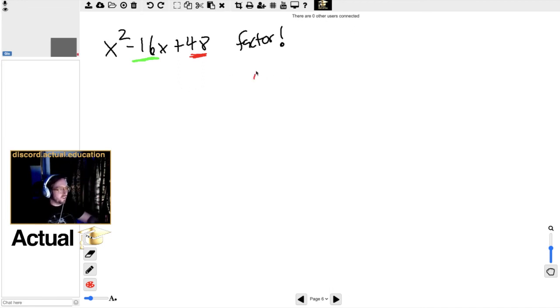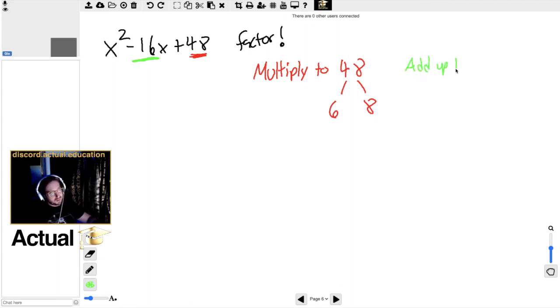So you're right. 6 times 8 does multiply to 48. But when you add them up, what do they need to add up to? Negative 16. Yeah, so you can't forget this minus sign right here. There's a minus sign in front of it. In the other one, we had a plus sign in front of it, which is why we said it just had to add up to positive 8. But here it has to add up to minus 16.